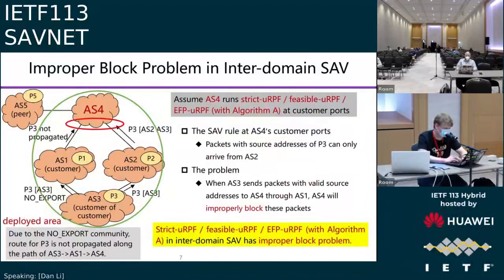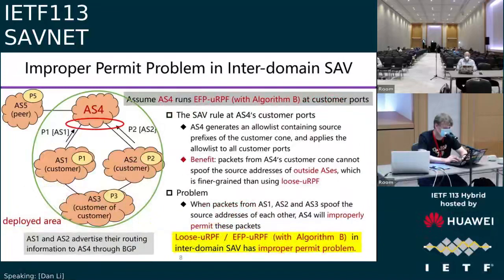And algorithm B applies the same allow list to all the customer ports. It will also allow the packets with source addresses of all the customer ASes if they come from the customer interfaces. So algorithm B can avoid the improper block problem in algorithm A, but may have an improper permit problem, because the ASes in the customer cone can spoof each other. If you have more interest, you can refer to RFC 8704. It has a very detailed description.